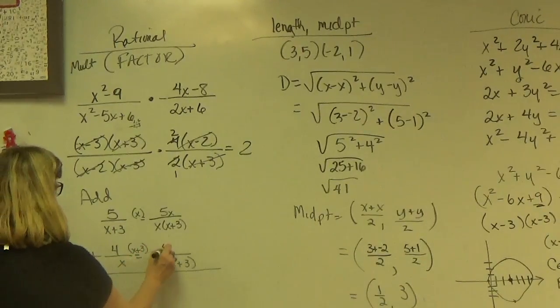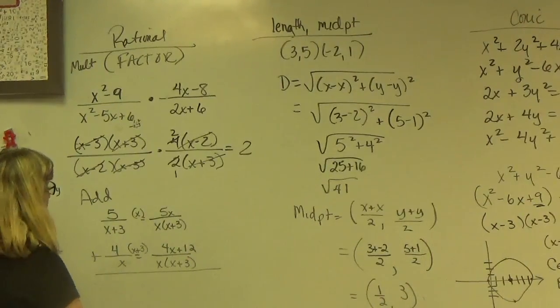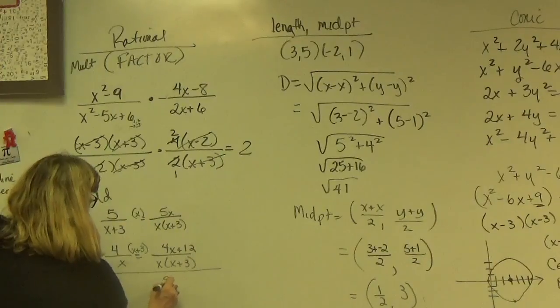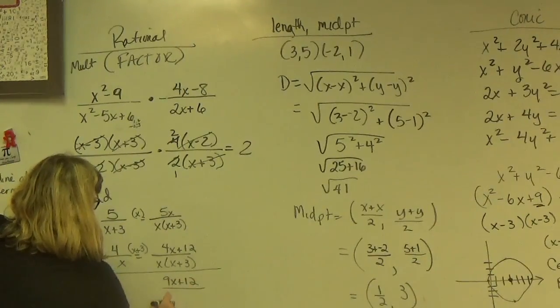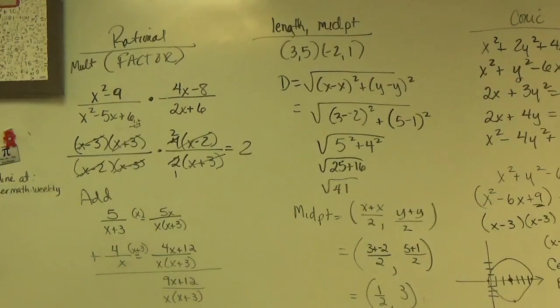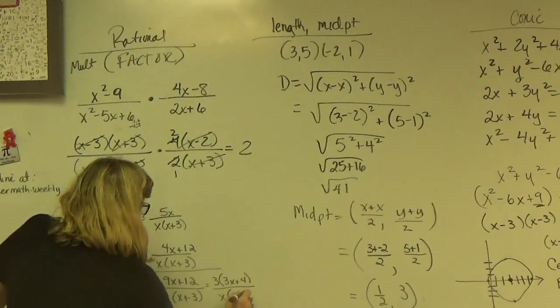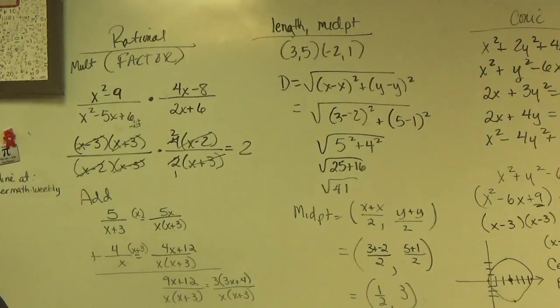So you would distribute and get 4x plus 12. What will that add to get us? 9x. I can take out a 3, right? If you can factor, you can factor. Will it help me to factor that, though? So you could really leave it this way since nothing canceled when you got finished. So either one would be okay.